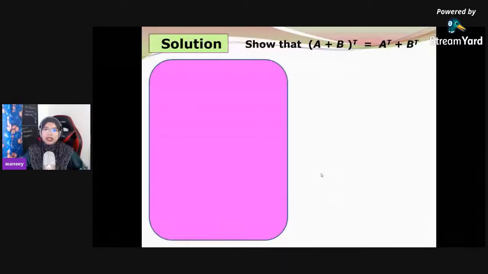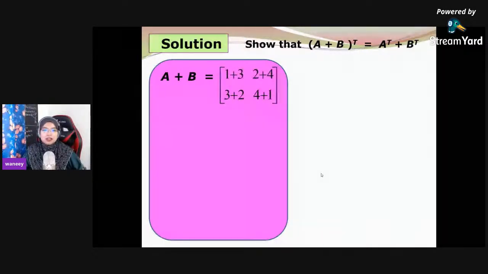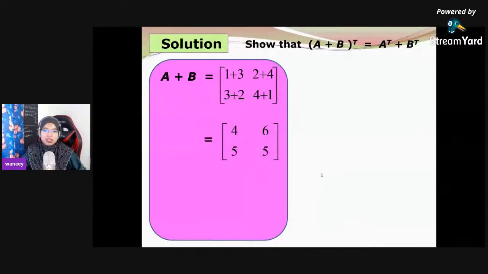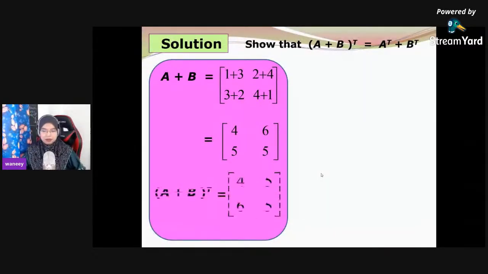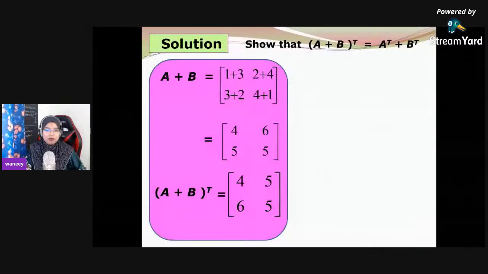Okay, so show that (A plus B) transpose is equal to A transpose plus B transpose. So firstly, let us add the A and the B first. So what we have is 4655, and then you transpose them. So it will become 4565. So this is (A plus B) transpose.